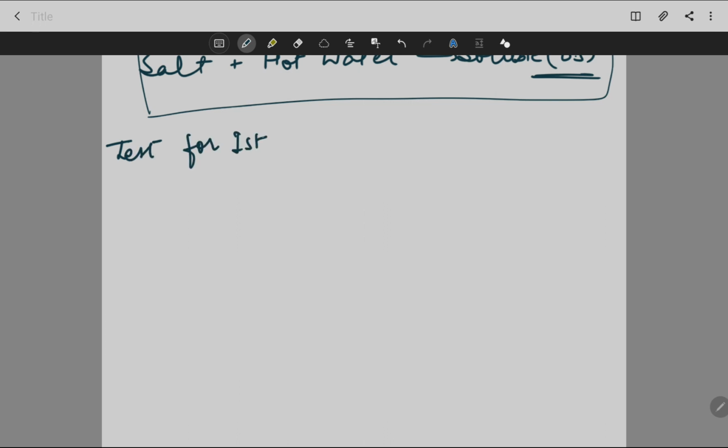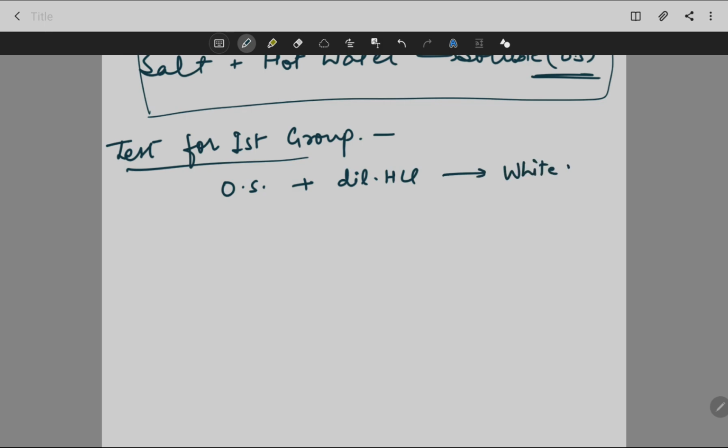Say, for example, if we don't get any ammoniacal smell after adding sodium hydroxide to the salt, it means zero group is absent, and in that case we need to proceed to the first group. So how do we proceed for the first group? We will take the original solution, OS. To this OS add dilute HCl. If after adding dilute HCl you get a white precipitate, it means what? Lead may be present, Pb2+ may be present.